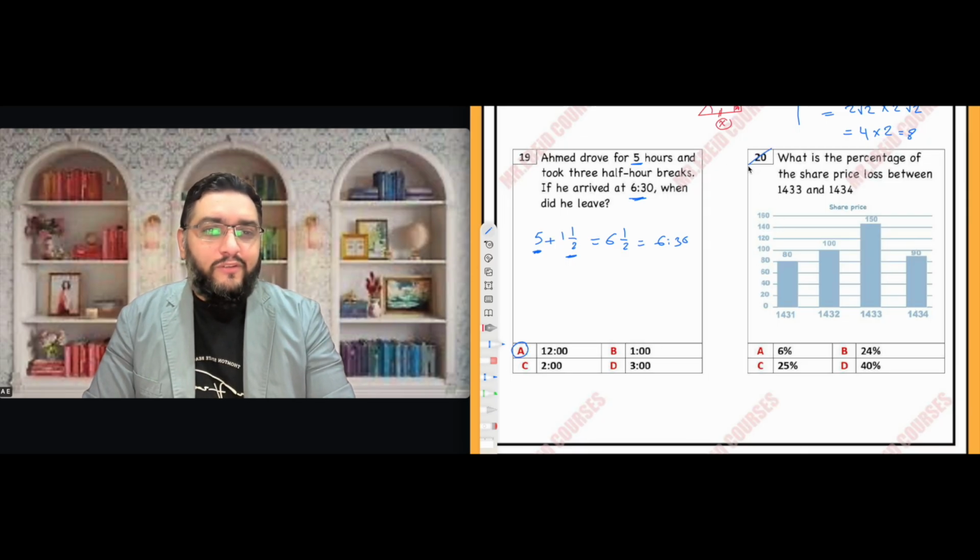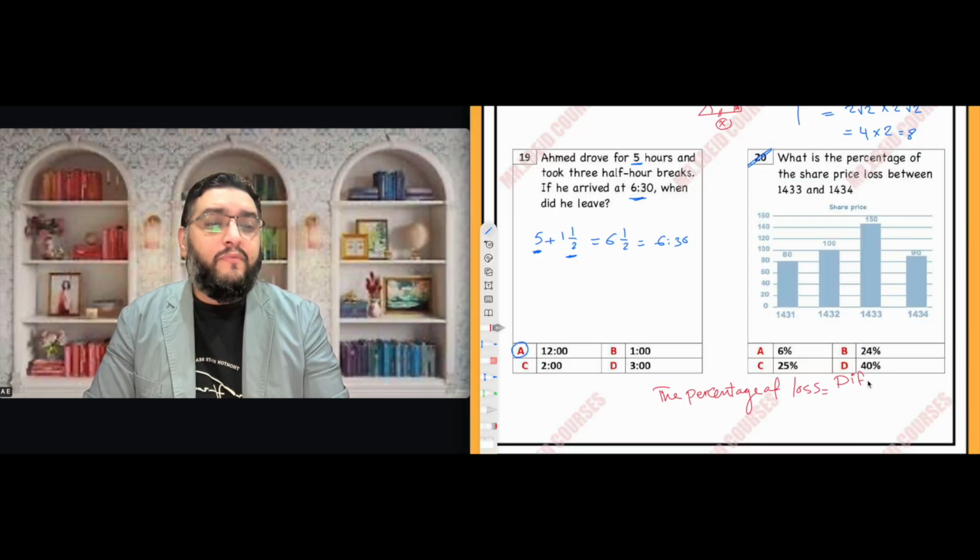The last question, question 20, and a very important question. What is the percentage of the share price loss between 1433 and 1434? We have a formula for the percentage of loss. Very important. Find the difference between the two numbers over the bigger, times 100, and the answer will be in percent. This is very important. The percentage of loss is the difference over the bigger times 100.